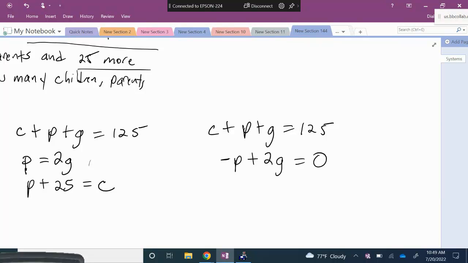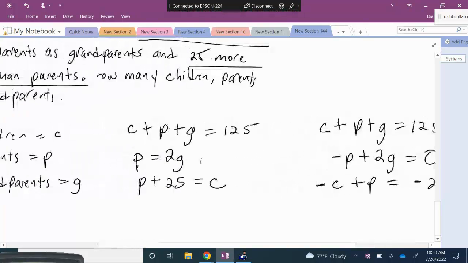Then for this last equation, P plus 25 is equal to C. Keep in mind that 25 is a constant. So I'm going to subtract C from both sides. So we have negative C plus P is equal to negative 25, because 25 is a constant and the only thing I want on my left-hand side are the variables. So we're going to convert this again to a 3x4 matrix.